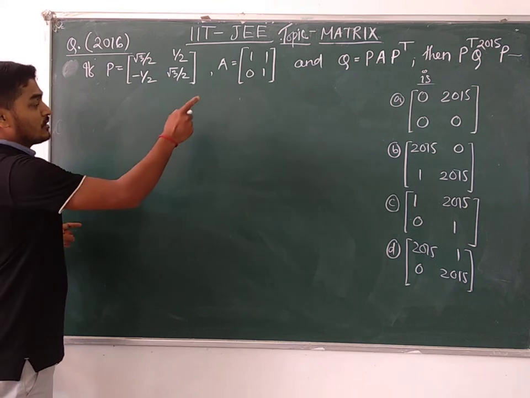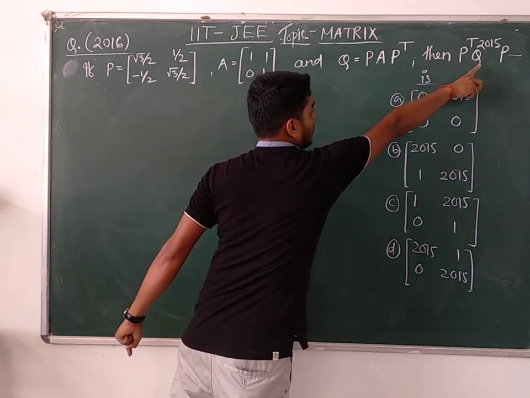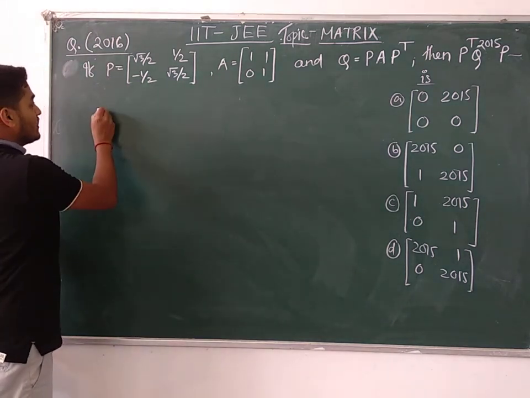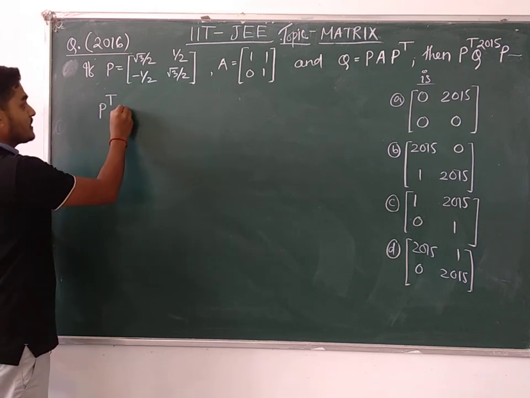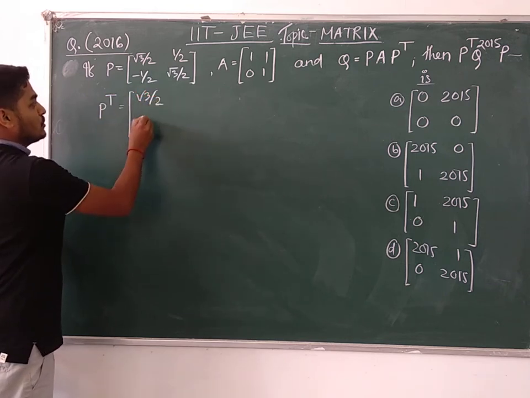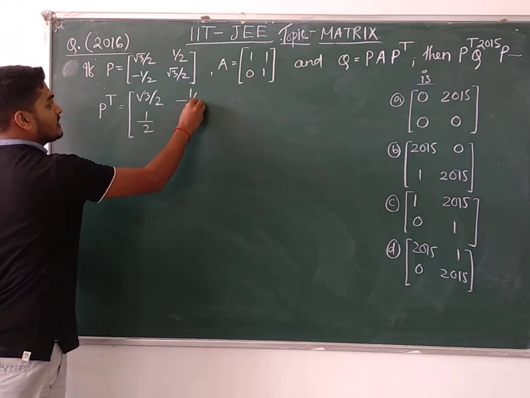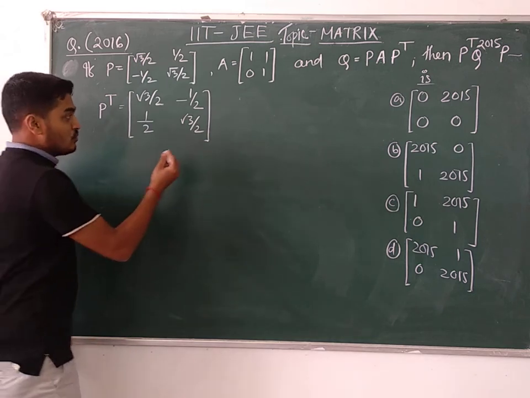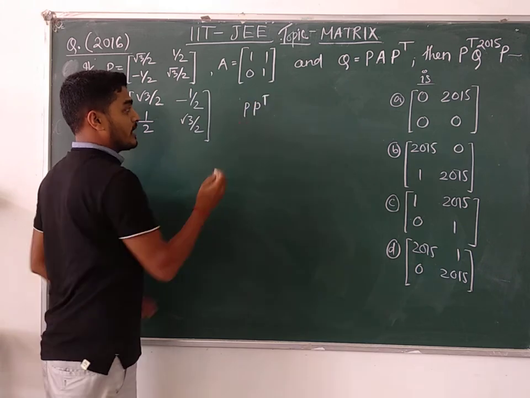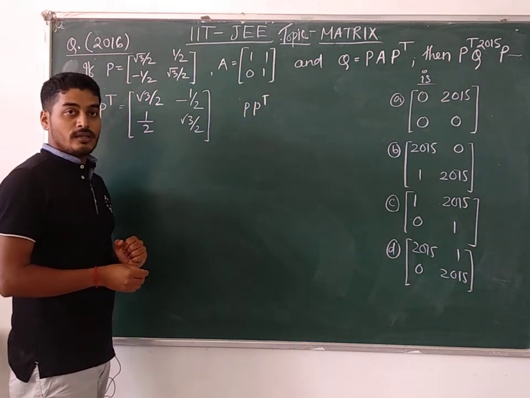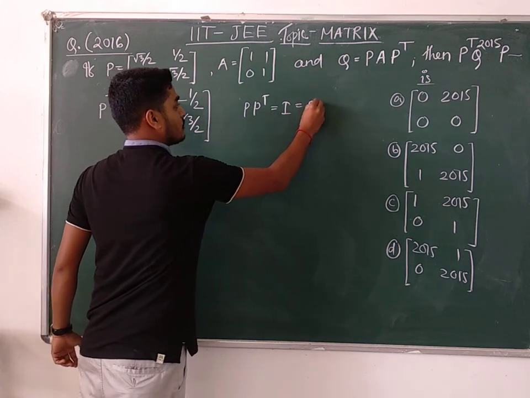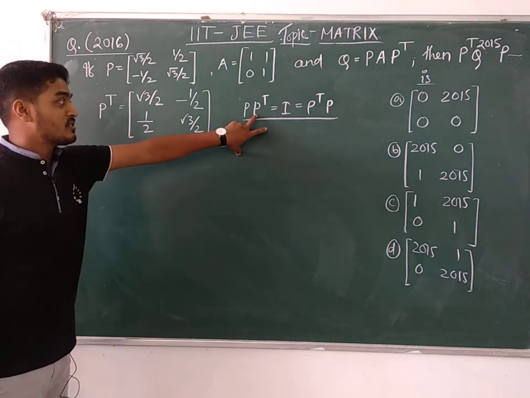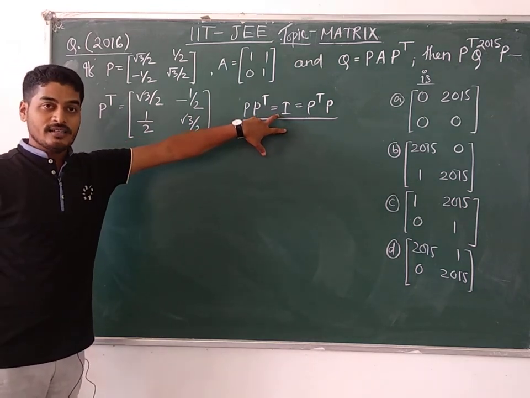First of all, to find the value of this, P transpose is required and Q to the power 2015 is required. As P is given, we can easily find out P transpose. So P transpose is root 3 by 2, half, minus half, then root 3 by 2. We have got the value of P transpose. And it is known to us that P into P transpose, the product of a matrix and its transpose, is always equal to the identity matrix, which is equal to P transpose into P.